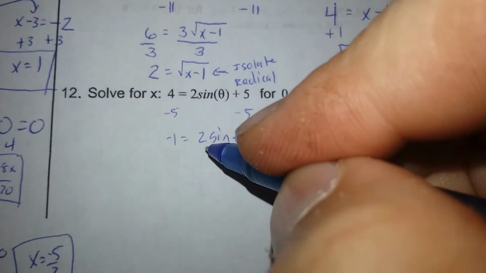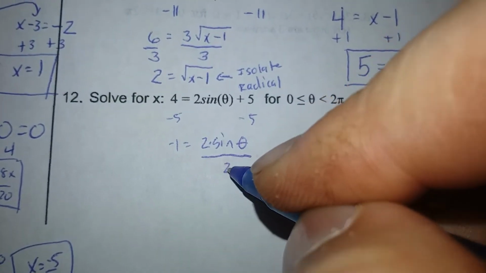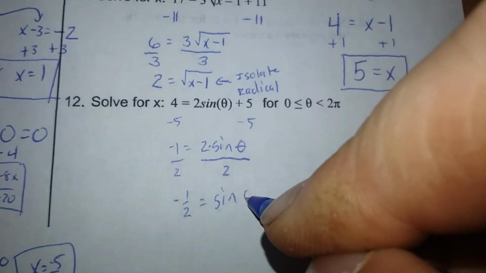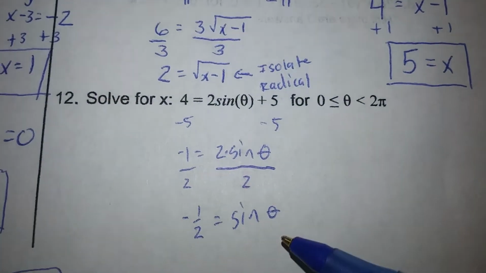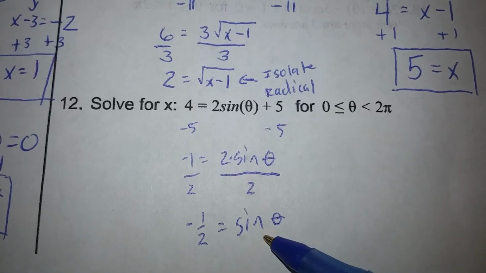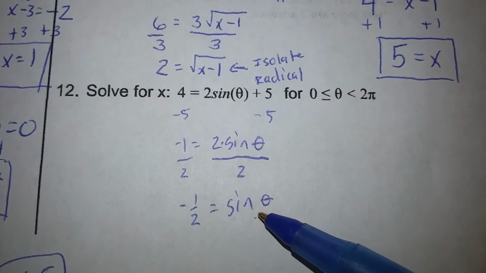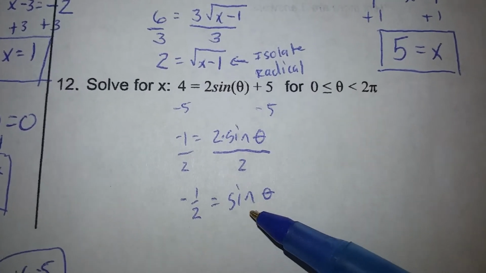Then I need to divide both sides by 2. And I get negative half equals sine of theta. So the opposite of adding is subtracting. The opposite of multiplying is dividing. The opposite of square rooting is squaring. The opposite of exponentials is logs.